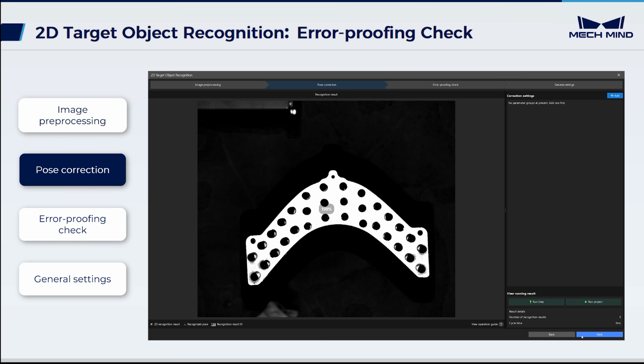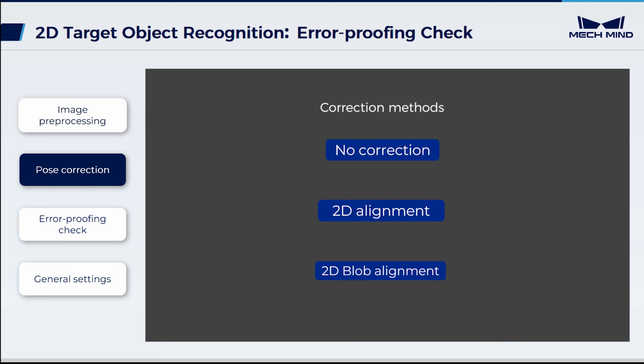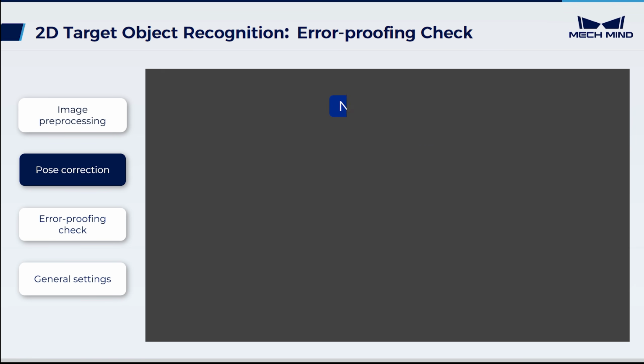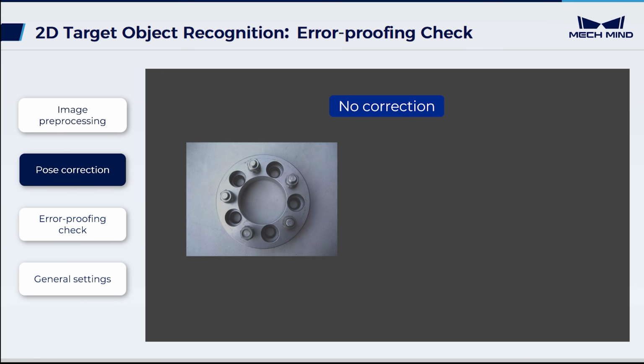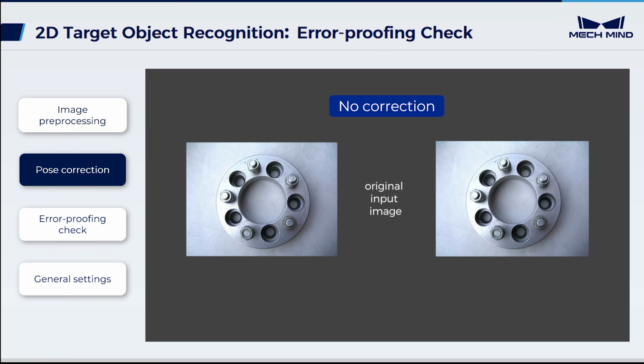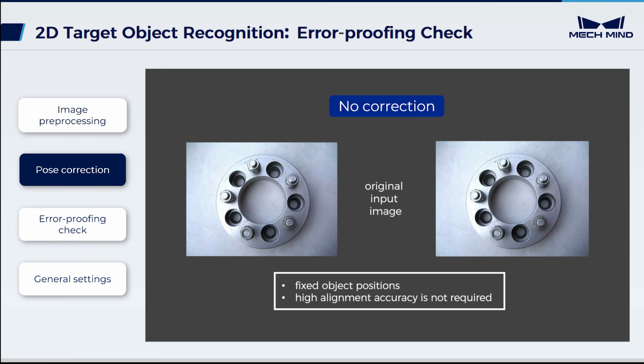To eliminate angular deviations and avoid misclassification, perform correction. Common correction methods include no correction, 2D alignment, and 2D blob alignment. When you use the no correction method, the system directly recognizes the original input image with no pose alignment. This is suitable when the object positions are fixed in the image, and high alignment accuracy is not required.